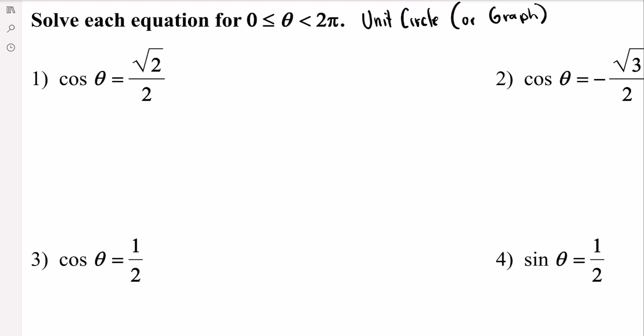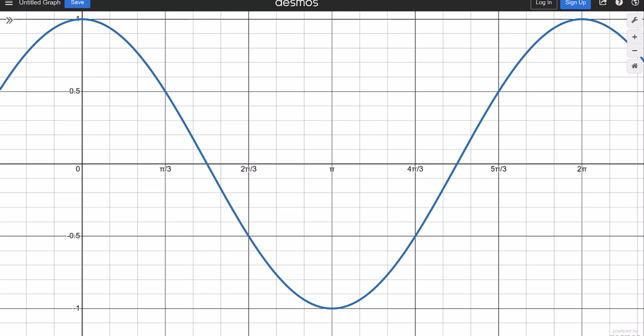Okay, first thing I'm going to do is talk to you about what it means to solve an equation. What it's asking for when it says, where is cosine theta this height? So if we were to go to Desmos, I've got Desmos up on here now, right?